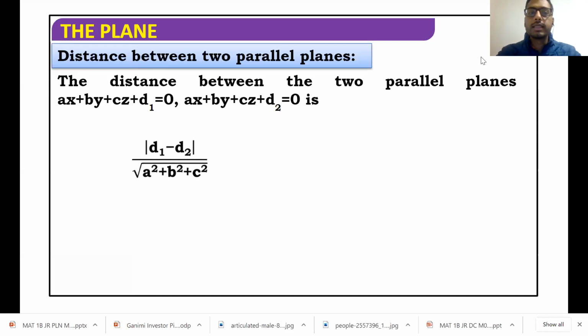So as I said, ax + by + cz + d1 is your first plane, ax + by + cz + d2 is your second plane. The a, b, c values are going to be constant. Only your d1, d2 values will change as the distance is going to be different. So you have to find the distance between those two planes. The distance is d1 minus d2 or d2 minus d1. As the distance is in mod, you can write it conversely, it won't make a difference, upon under root of a square plus b square plus c square.